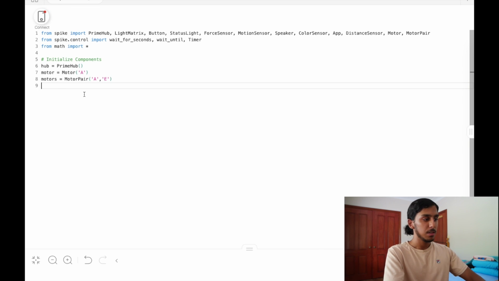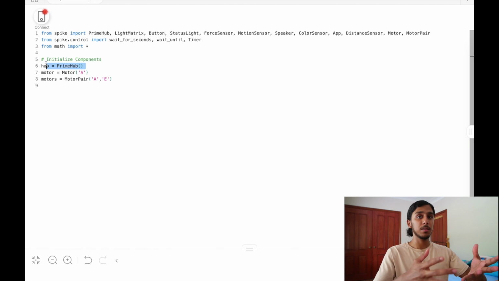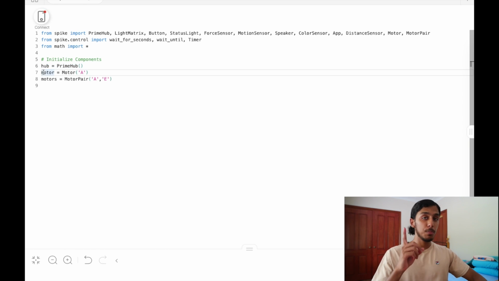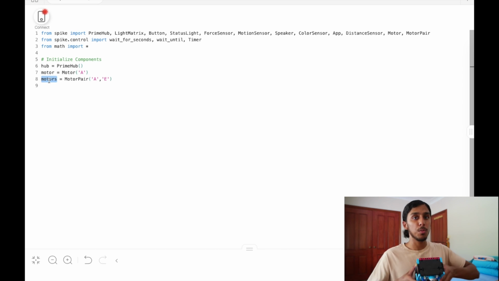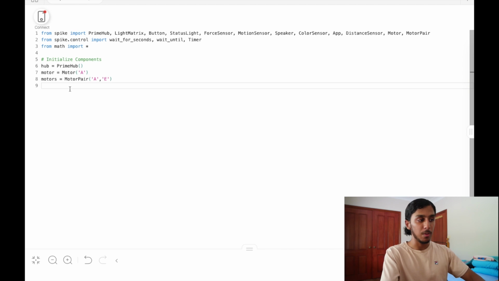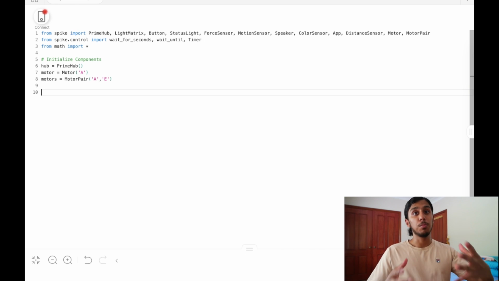Okay, perfect. So what have we initialized? We've initialized the Spike Prime hub. This is very important because it's the control system of the whole robot, and it's automatic. We've initialized one motor as motor A. So whenever we say motor, we're referring to motor A. Whenever we say motors, we're referring to both A and E. Why is this important? Because sometimes we may want to use both motors at a time. Other times we may want to use just one motor, which is motor A. So if you want to initialize more things, you can go ahead. However, for Gyro straight, this is all we need. Now let's move to the actual bulk of the code.